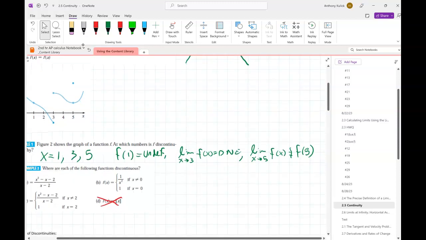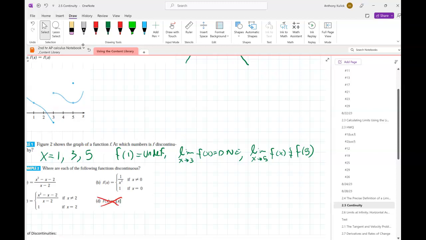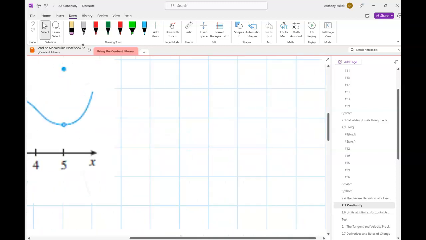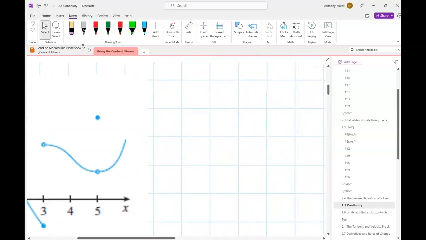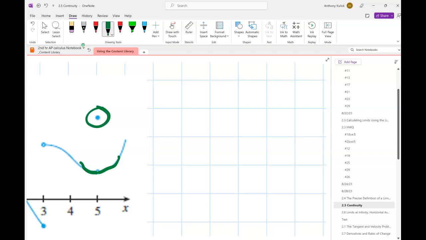Okay, you're using a lot of pronouns there, and I'm not sure what it is. Which number are we talking about? 1, 3, or 5? 5. Okay. So the limit exists at 5 because the left end and the right end are both going to the same value. F of 5 is this point up here. The limit as x approaches 5 is this point down here. Those are not the same y value. That's why we don't have continuity there, because the limit and the function evaluate out to different things.